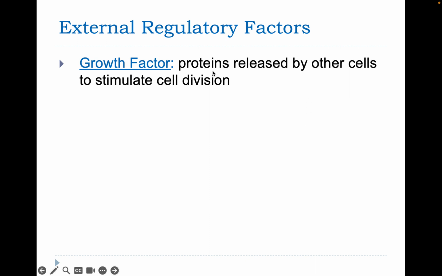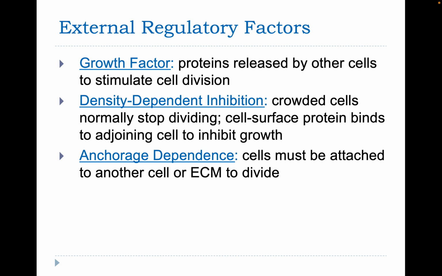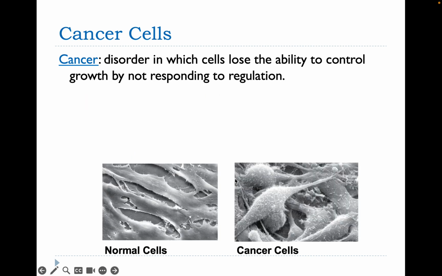All right, growth factors are proteins released by other cells to stimulate cell division. Density-dependent inhibition is when crowded cells stop dividing. Cell surface proteins bind to adjoining cells to inhibit growth. Then anchorage dependence, when cells must be attached to another cell or extracellular matrix in order to divide.